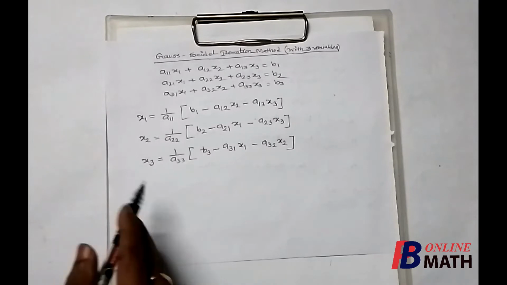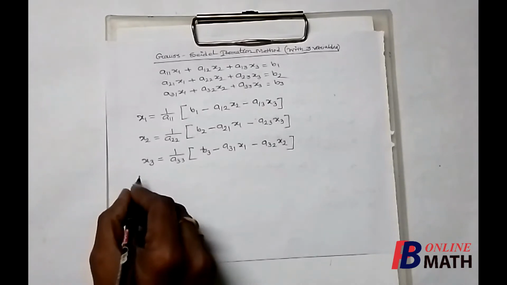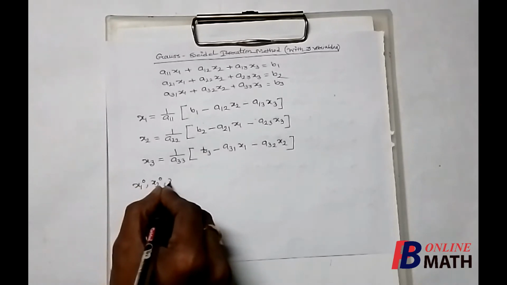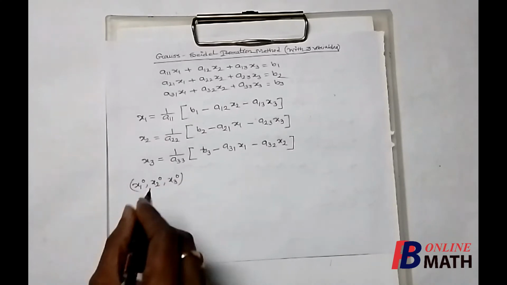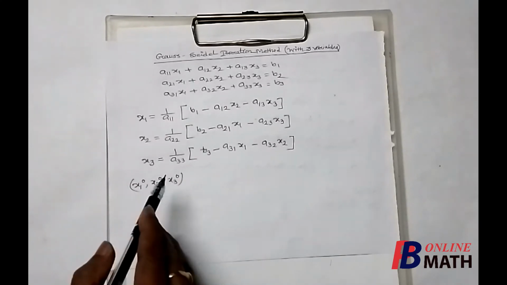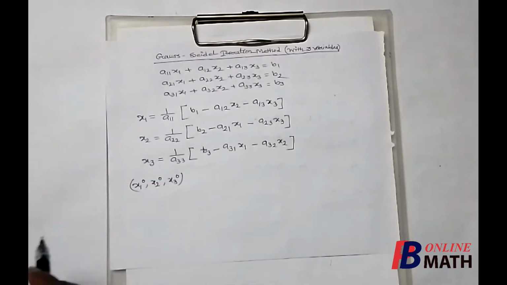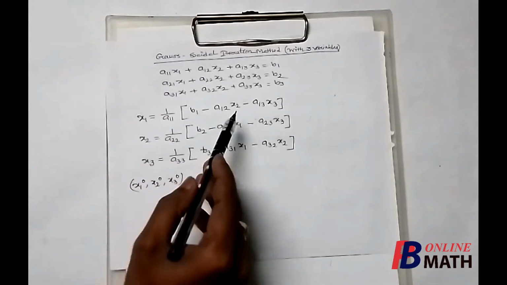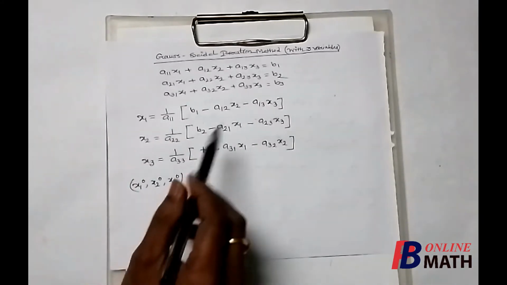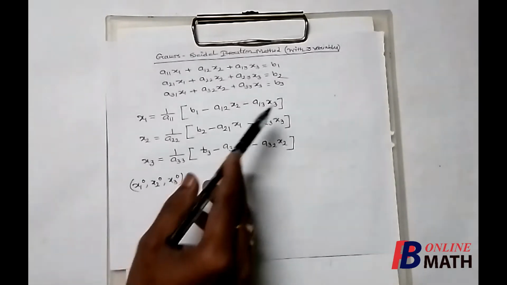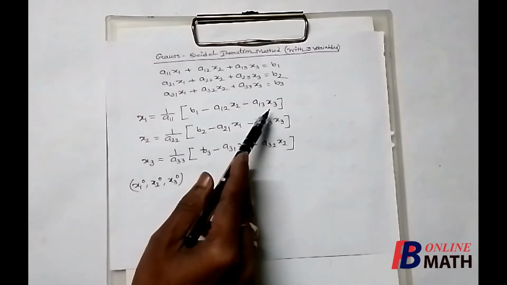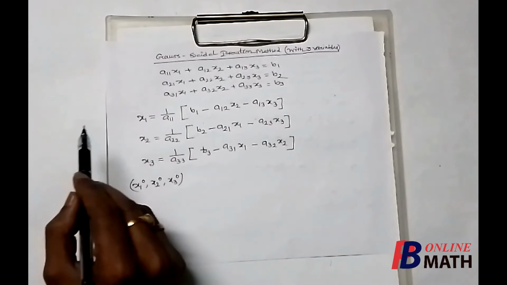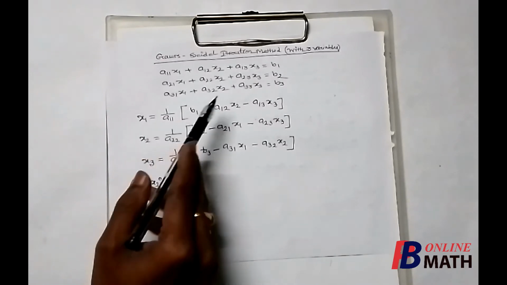Now we shall assume one trial solution. So let us assume that the trial solution is x1 0, x2 0 and x3 0. Now using this trial solution, we shall get one better approximate solution. So now if we put this initial solution in the first equation, then the value of x2 is x2 0 and the value of x3 is x3 0. So if we put all these two values, then we shall get one value of x1. This value will be called x1 1, a better approximation of the solution of x1.